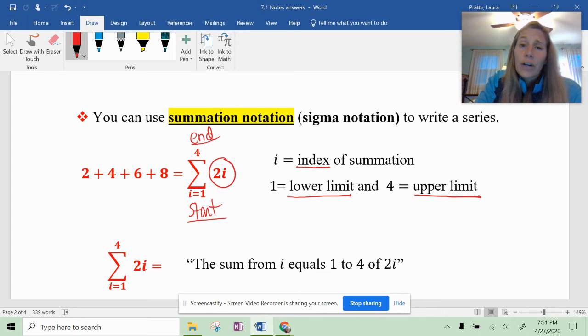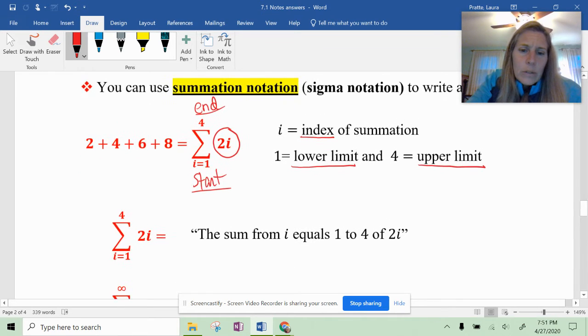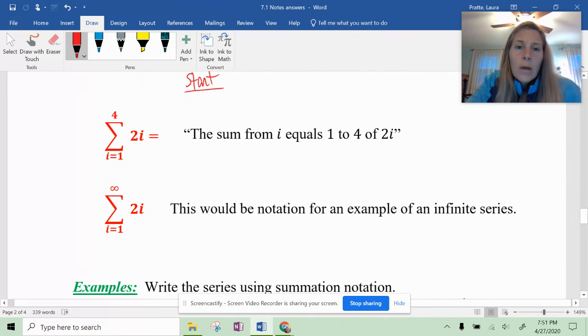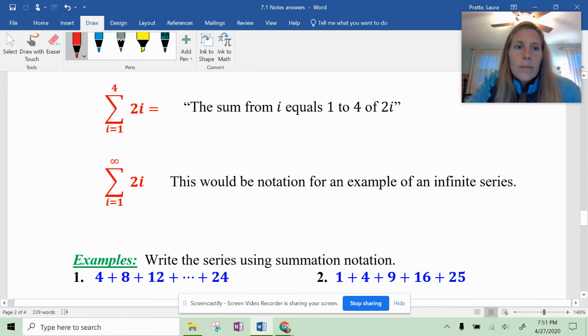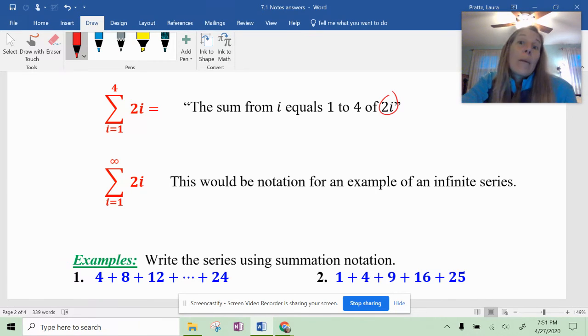Sometimes you'll see it with other variables instead of an i. They'll use an n or an x or k or whatever, but they're all talking about the index. What are you going from? What's your first input? What's your last input? And then the whole sigma basically means sum. So it's telling you I'm going to find the sum of all the numbers in the sequence from step 1 to step 4 of, in this case, 2i. That's the rule or the formula. If we were doing the apple problem, it would be n squared. So it just depends what you're doing.